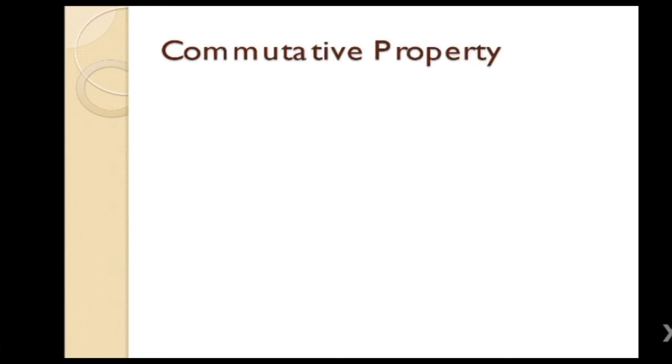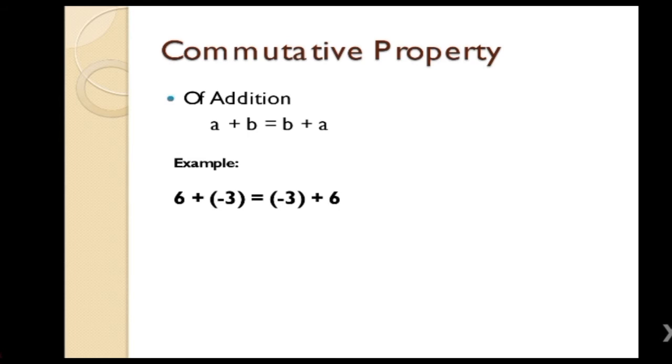Since tapos na tayo sa closure, we can finally move on to the next property, which is commutative. So remember that commutative deals with the change in order. So for commutative property under addition, A plus B is equal to B plus A. So kung mapapansin nyo, nagpalit yung pwesto nung given. So, for example, we have 6 plus -3. Equal yon kapag pinagpalit natin sila at ginawa nating -3 plus 6.